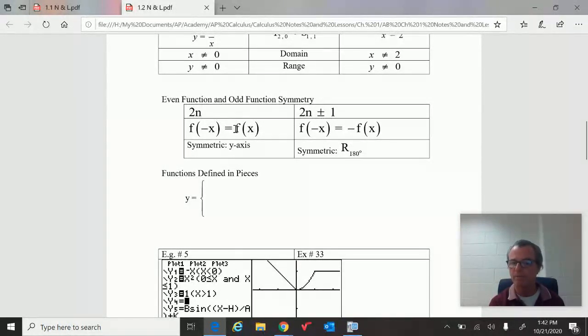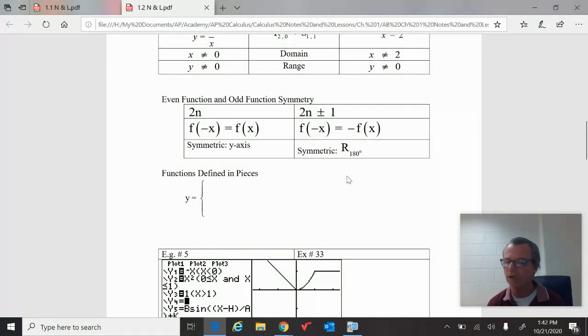So if I think about y equals x squared, if you go 2 to the left, the height would be 4. If you go 2 to the right, the height would be 4. That's an even function. For an odd function, if you go to the left, that would give you the opposite of what you got if you went to the right. And the symmetry of an odd function would be a rotation of 180 degrees.